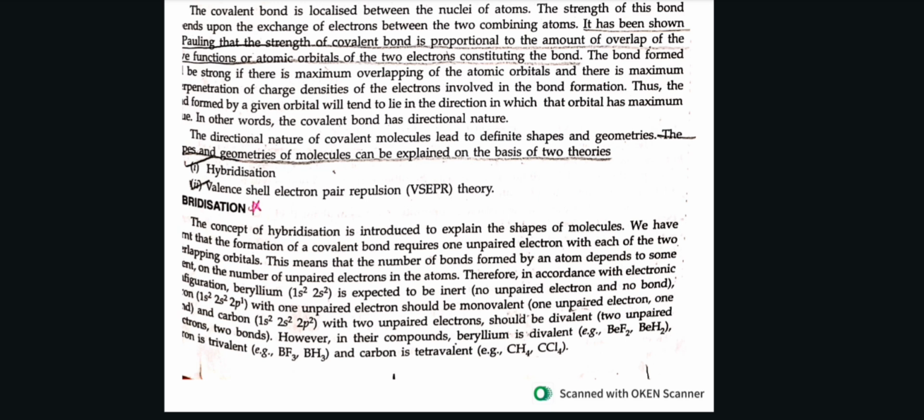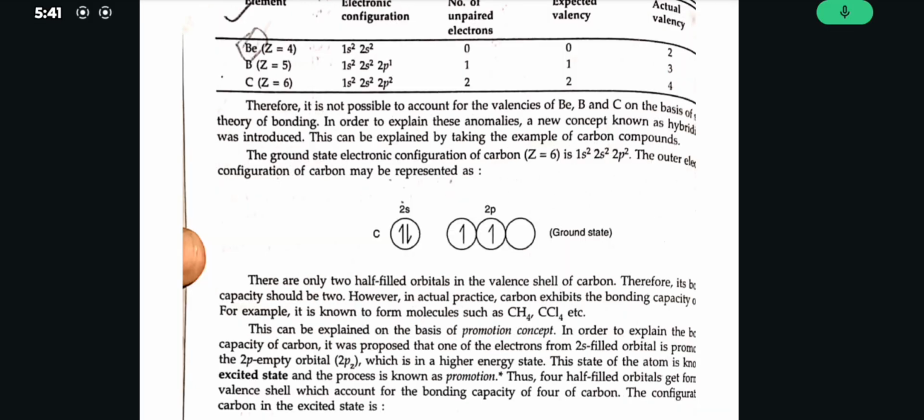However, in their compounds, beryllium is divalent. Example: BeF2, BeH2. Boron is trivalent. Example: BF3, BH3. And carbon is tetravalent. Example: CH4, CCl4. Therefore, it is not possible to account for the valencies of Be, B, and C on the basis of the theory of bonding. In order to explain this anomaly, a new concept known as hybridization was introduced.